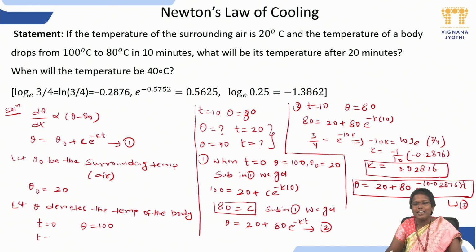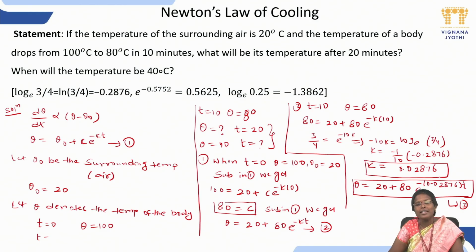Right, let me explain in detail what we have done. With respect to Newton's law of cooling, we have written that the rate of change of temperature of the body is directly proportional to the difference between the temperature of the body and the surrounding medium. So, we are having theta equals theta naught plus C into e power minus kt. Now, what is given in the problem? Initially, the temperature is 20 degrees. Let us consider that one as theta naught. Theta naught is 20.